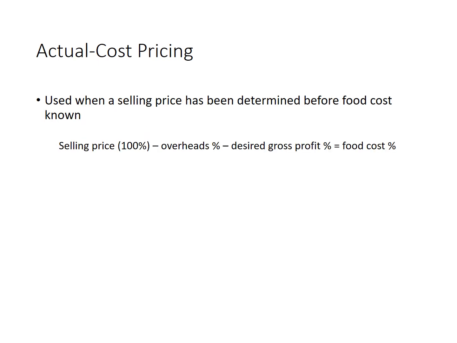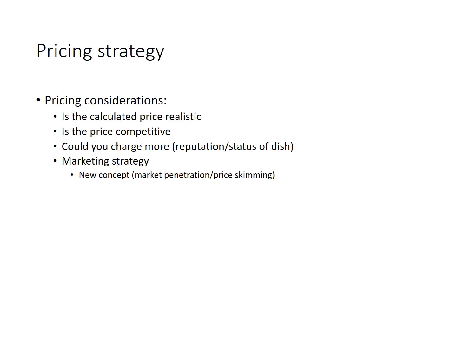And then we have actual cost pricing. Actual cost pricing is used when a selling price has been determined before the food cost is known. So here you have the selling price, which is 100%, minus the overheads percentage, minus the desired gross profit percentage, which gives you your food cost percentage. And this will be your actual cost pricing.